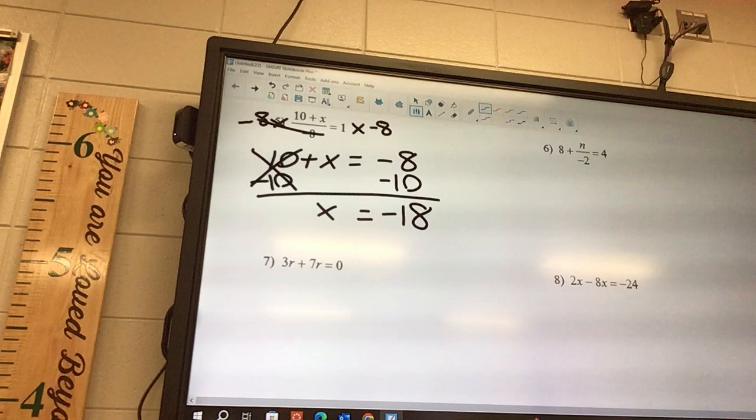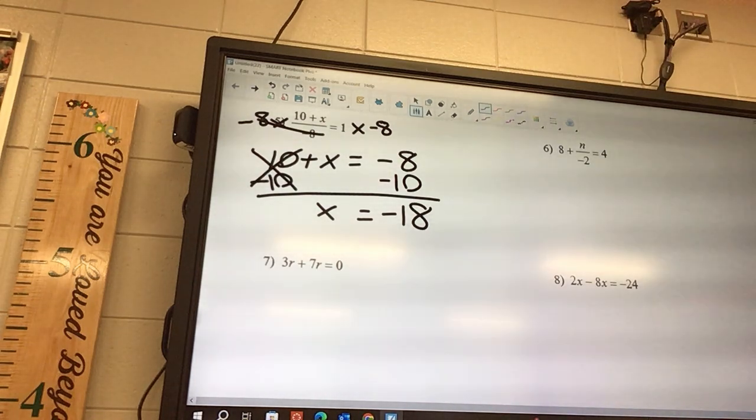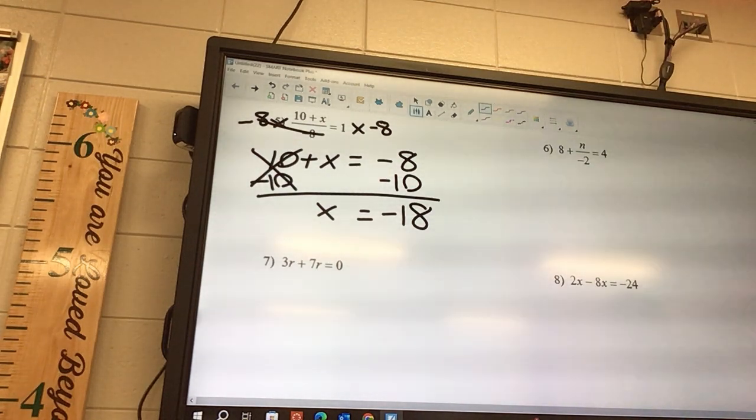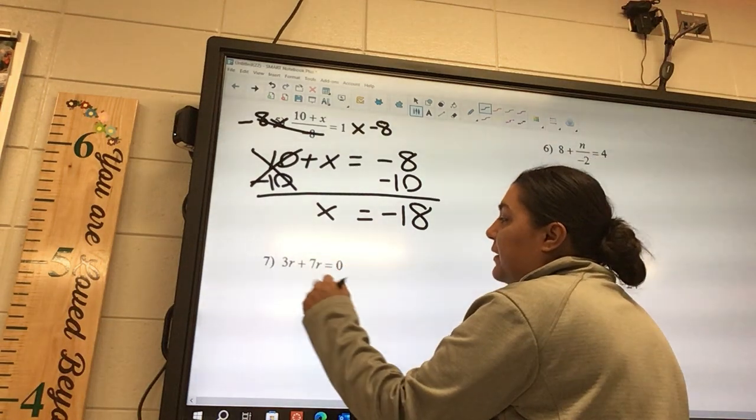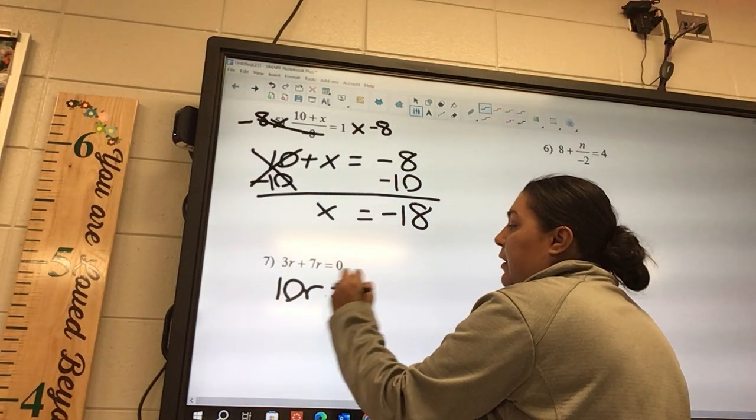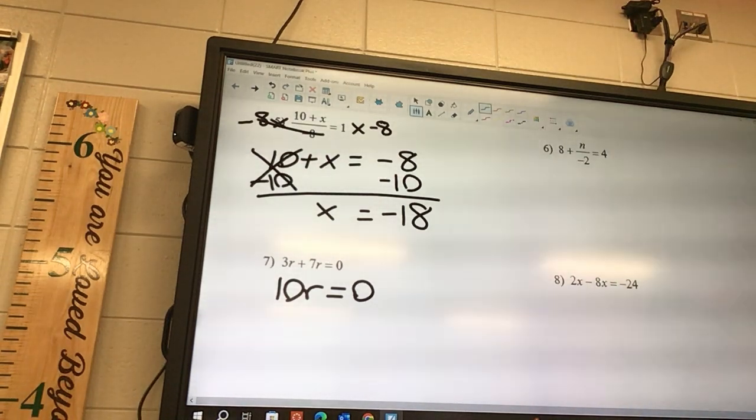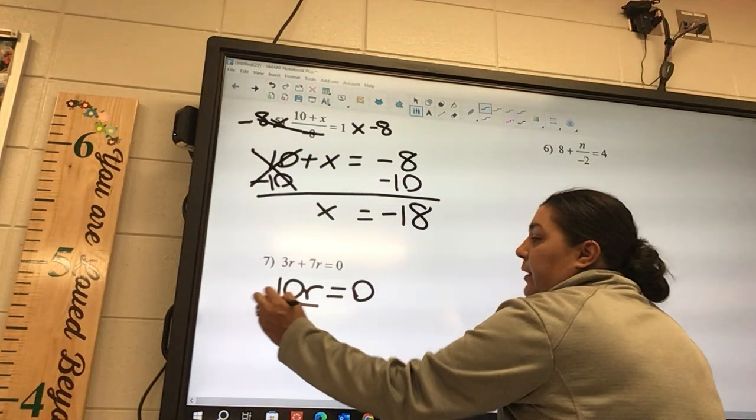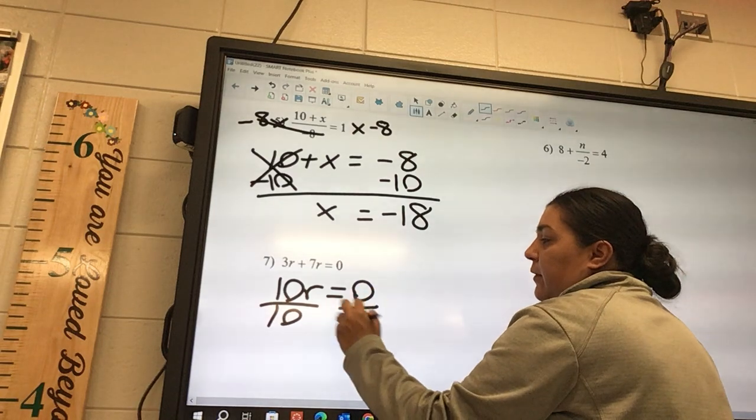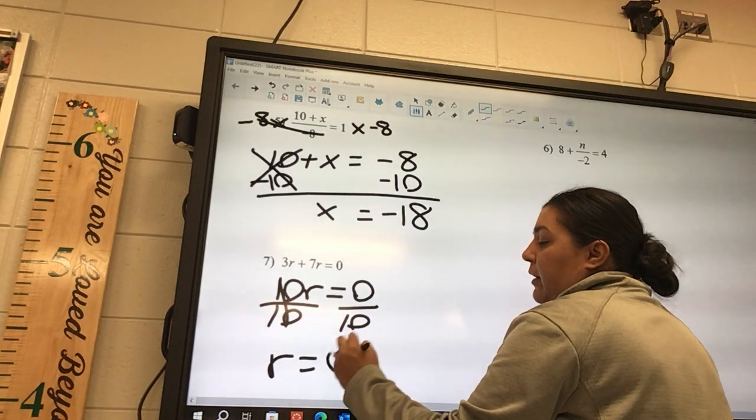Okay, number 7. There's no parentheses, and then our next step is going to be to combine. I can combine this 3r and 7r to give me 10r equals 0. And then we're going to divide by 10. So we get r equals 0.